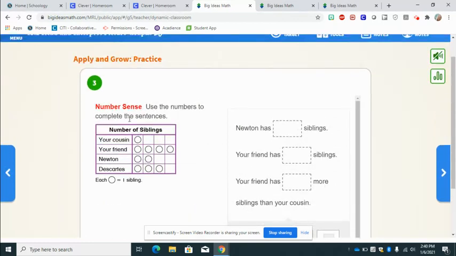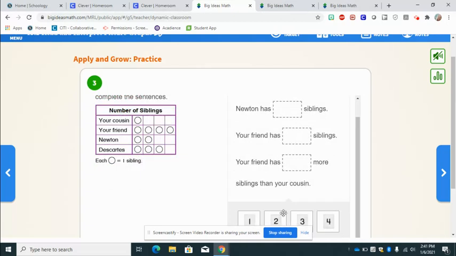Okay, we're going to use the numbers to complete the sentences. These are the number of siblings: your cousin, your friend, Newton, and Descartes. Each circle equals one sibling. All right, Newton has blank siblings. So if we look beside Newton's name, we can see that each circle represents one sibling, so Newton has 2 siblings.